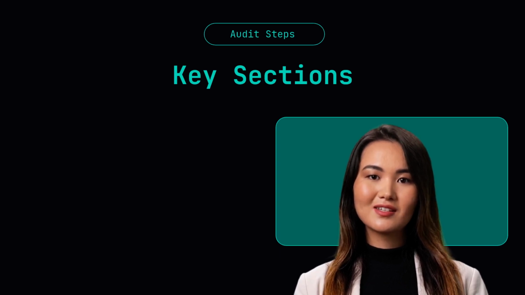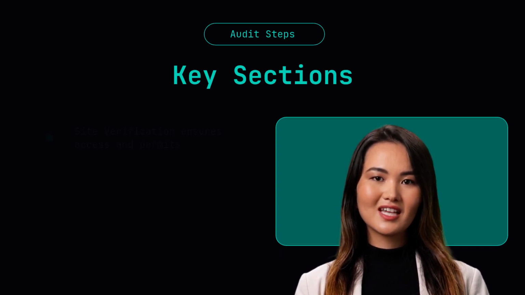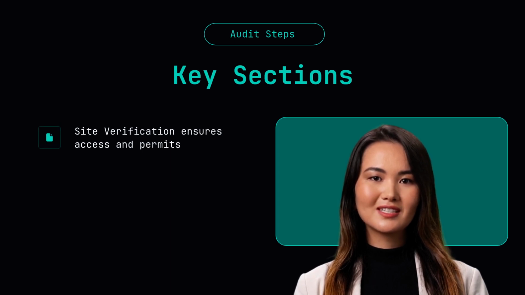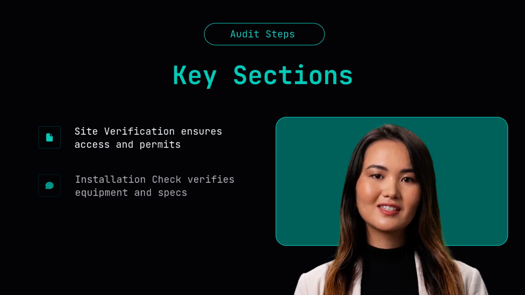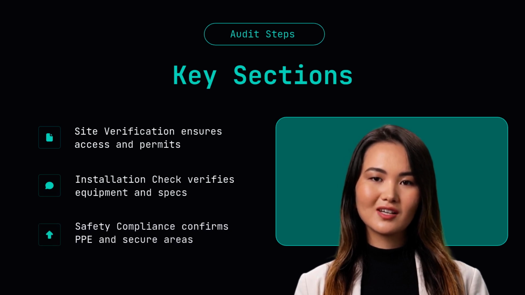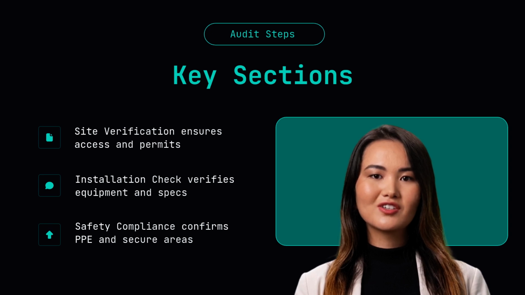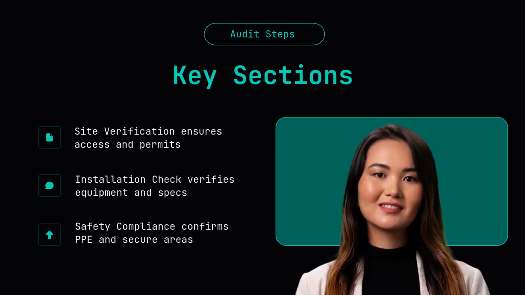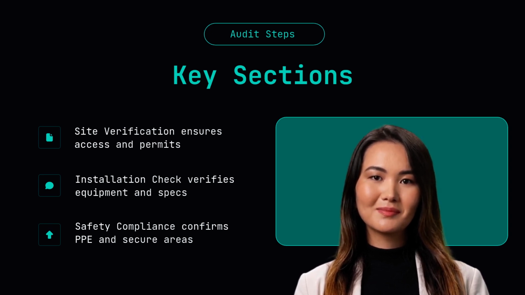The audit consists of several key sections. Site verification ensures site access and permit validity. Installation check verifies proper equipment setup and component specifications. Safety compliance confirms PPE use and secure work areas. Quality assurance checks project requirement adherence and documentation accuracy.